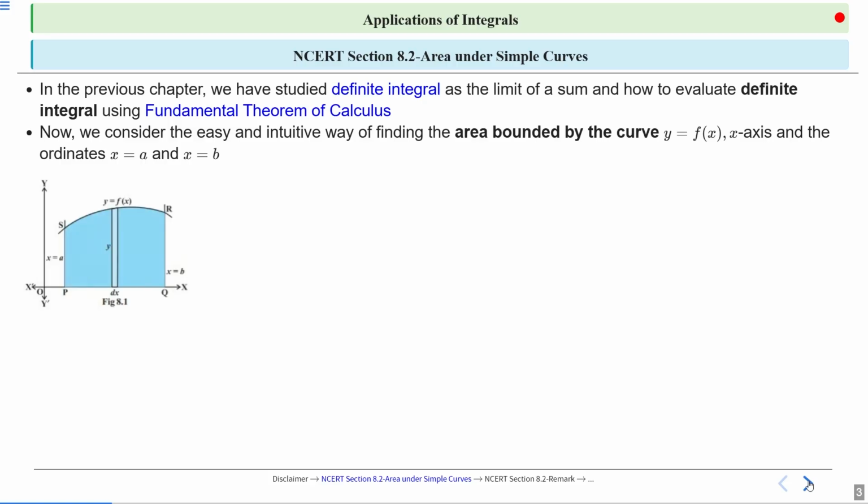For example, there is a graph. So there is a curve y equal to f(x), and we can find the area bounded by the curve y equal to f(x) and the line x is equal to a, that is SP, and the line QR, that is x equal to b, and x-axis, that is PQ. So by using definite integral, we can find the area PQRSP.